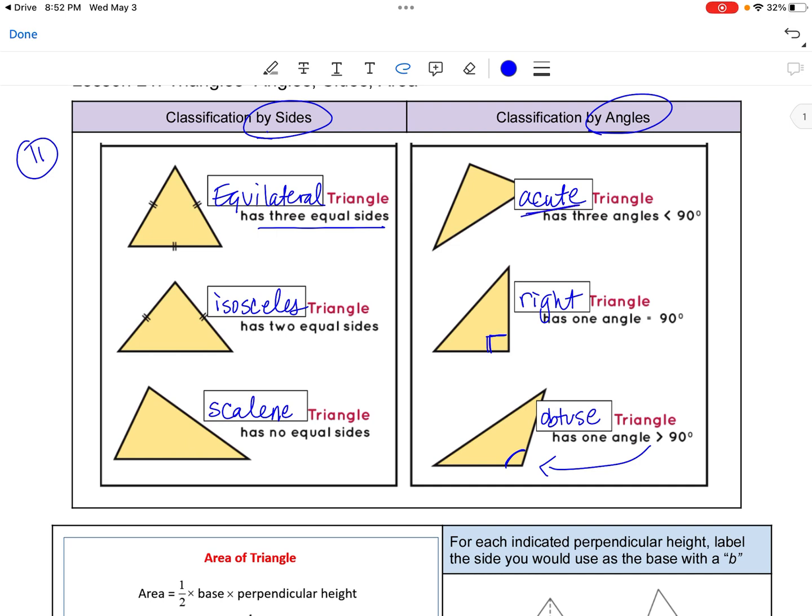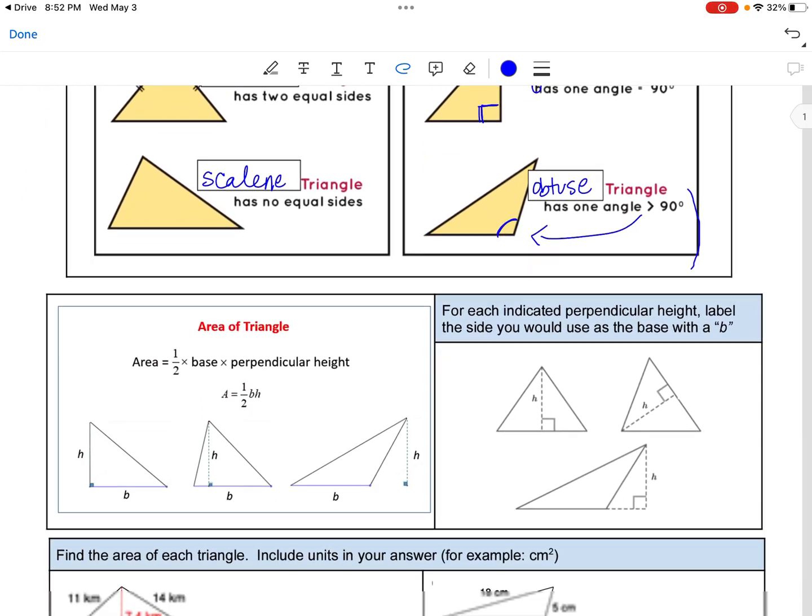Just like acute angles are angles that are less than 90 degrees, so smaller than that. And I like to remember that by saying it's cute, and little things are cute. So it's littler than 90 degrees.